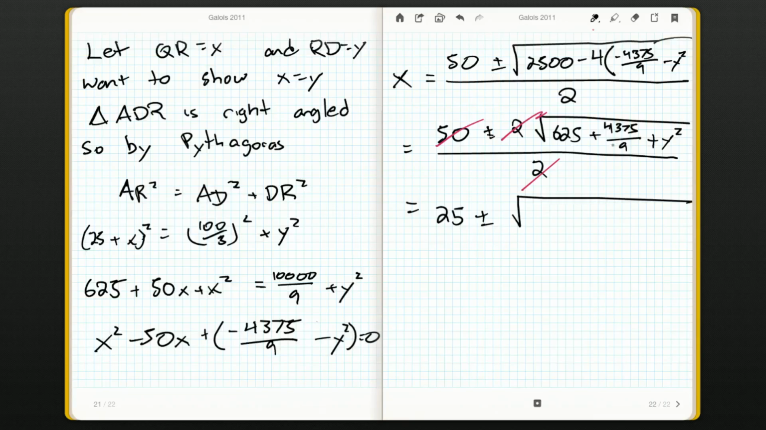Now what's 625 plus 4375 over 9? Well, wouldn't you know it, that's 10,000 over 9. It's sort of like we reversed this step over here. Plus Y squared. And now I am thinking I'm officially stuck.